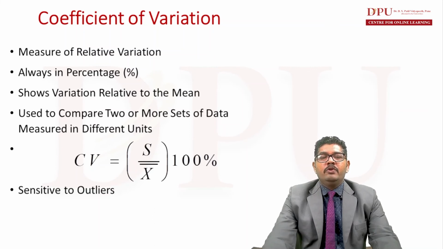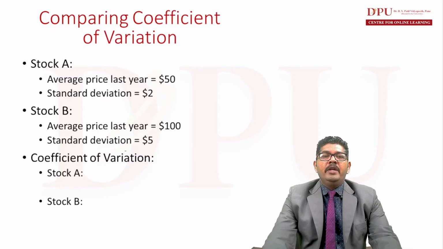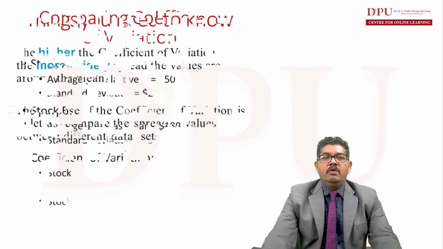and it is sensitive to outliers. Comparing coefficient of variation, we have stock A and stock B. The average price of stock A last year was $50 and the standard deviation was $2. For stock B, the average price in the last year was $100, and the standard deviation of prices of stock B is $5. So we have to calculate the coefficient of variation. Okay, so we'll do it here.